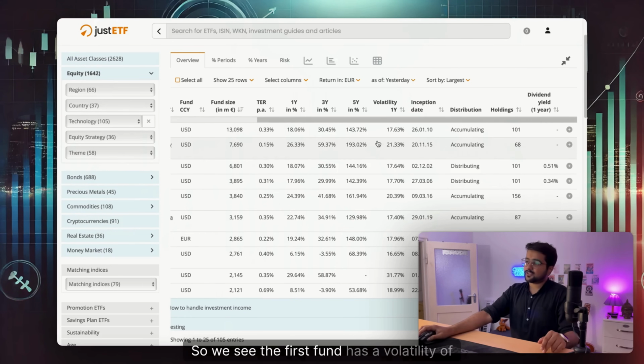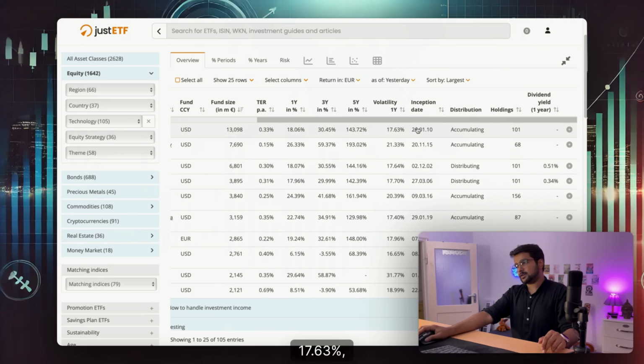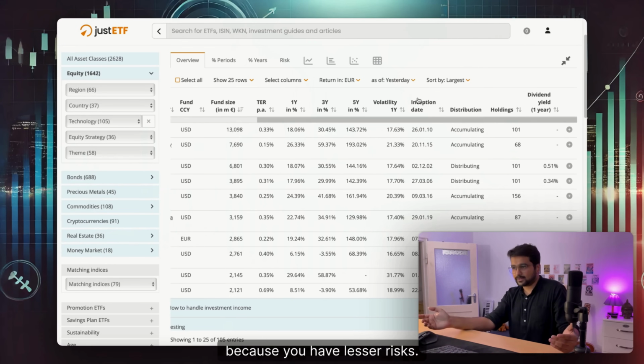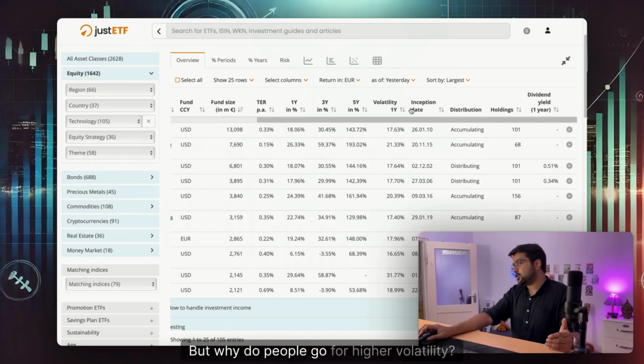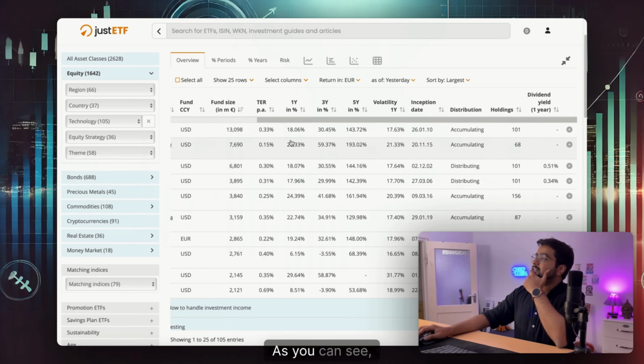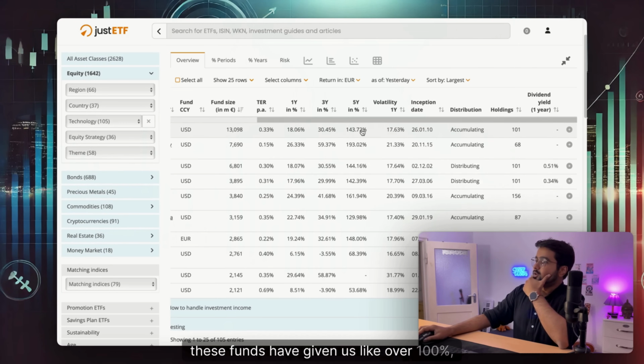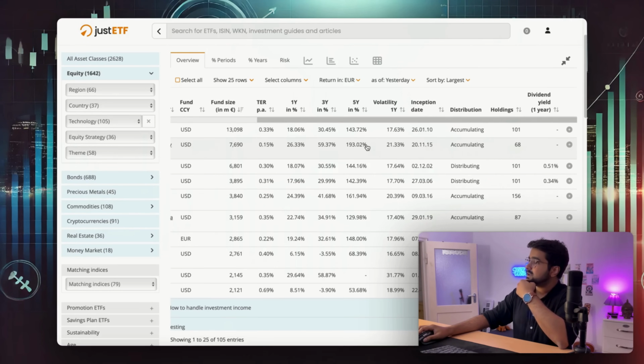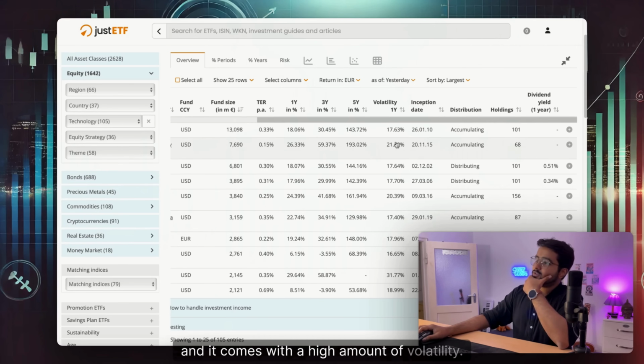So we see the first fund has a volatility of 7.63%, second one 21.33%. So volatility, in simple terms, the lower the better, because you have lesser risks. But why do people go for higher volatility? Because it also often comes with higher returns. As you can see, these funds have given us over 100%, close to 200% over the past 5 years. And it comes with a high amount of volatility.